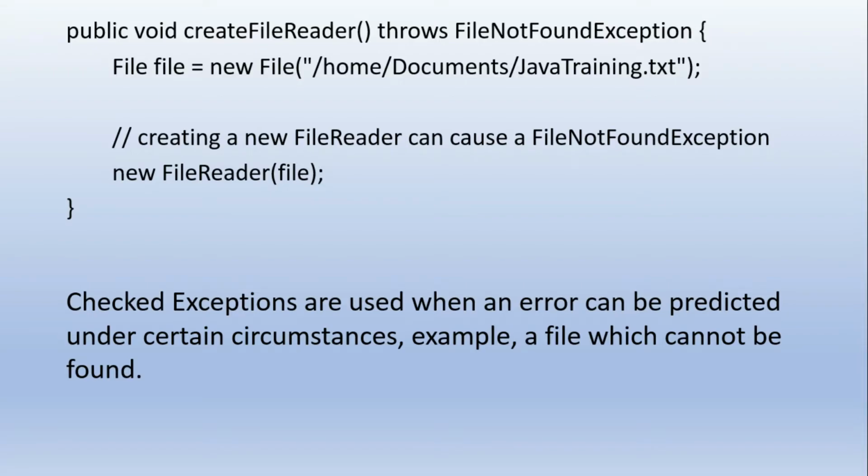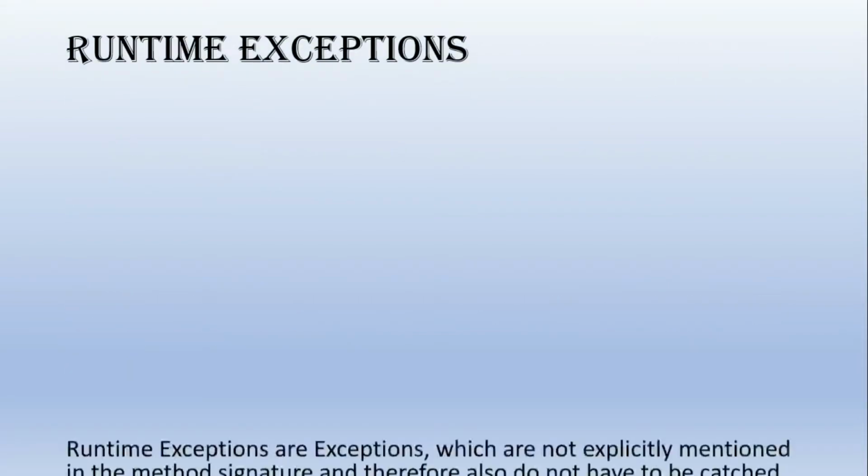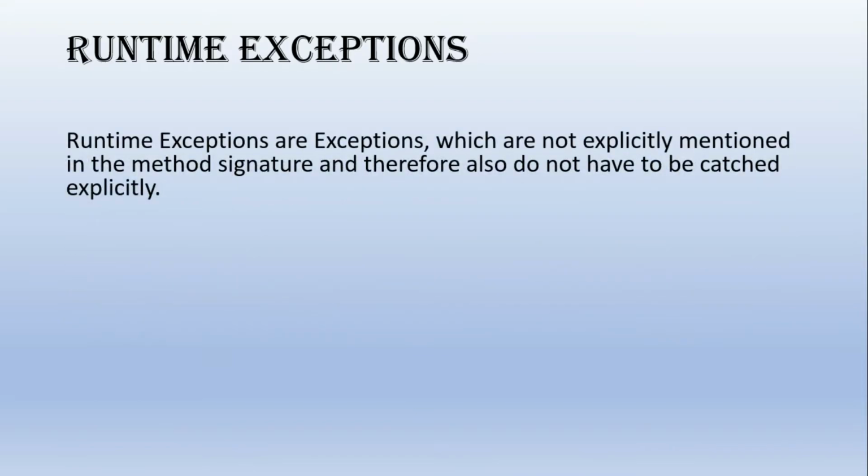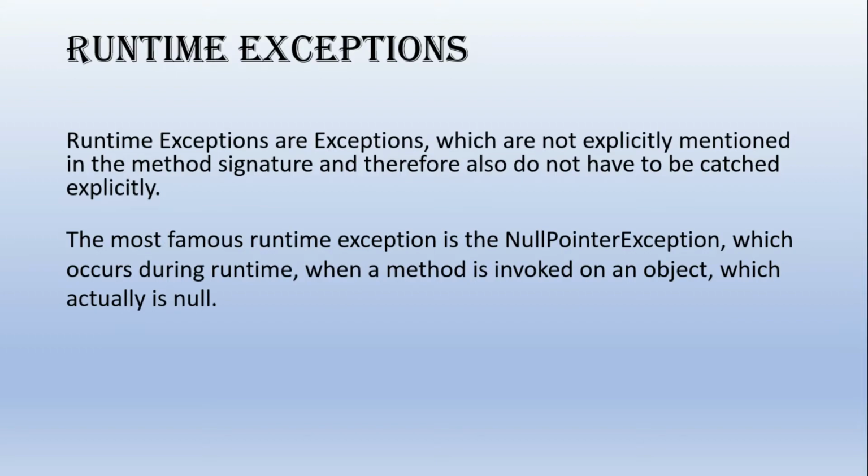Runtime exceptions. Runtime exceptions are exceptions which are not explicitly mentioned in the method signature and therefore also do not have to be caught explicitly. The most famous runtime exception is the NullPointerException, which occurs during runtime when a method is invoked on an object which actually is null.